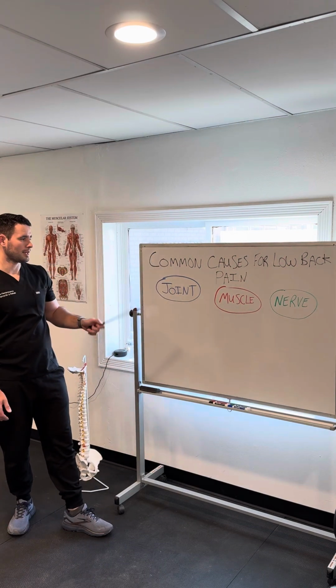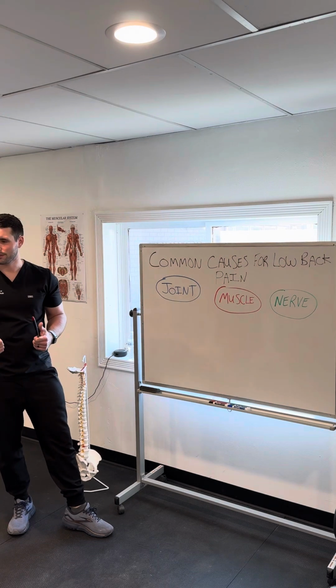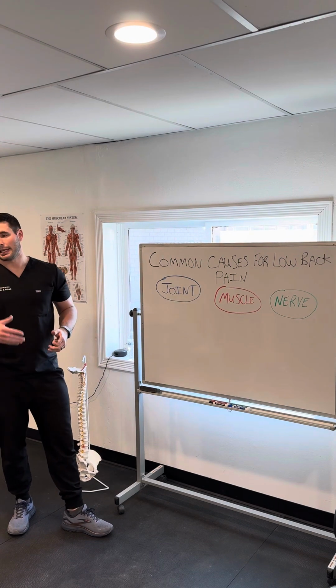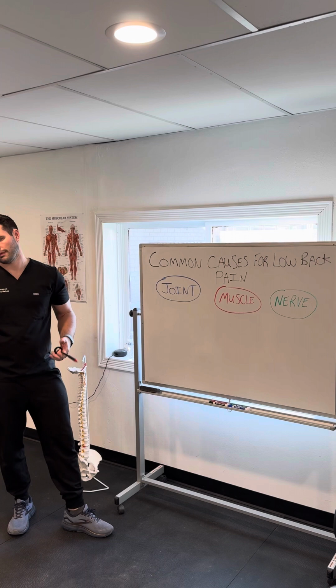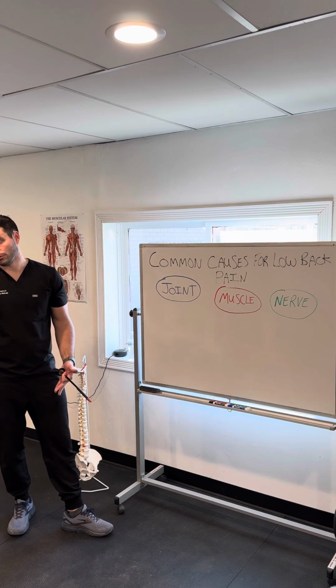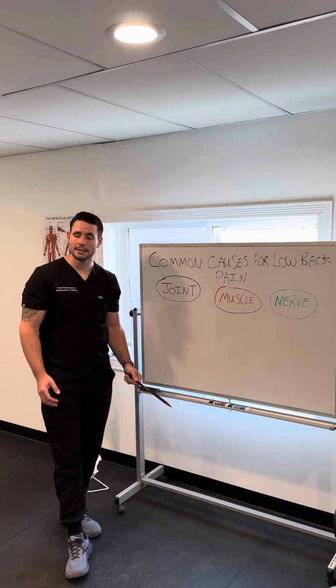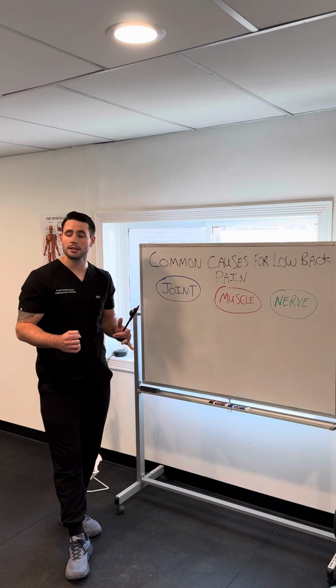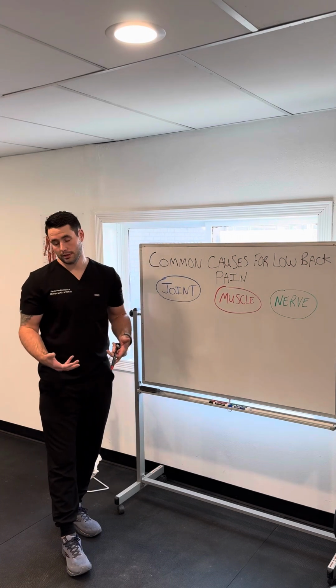So, common causes, joint, the facet or the disc, that can be sharp, it can be on, it can be off, it can be over to the left, down the leg. It's very variable. Muscle, pretty consistent. Every time you use that muscle, you're going to feel it. Every time you don't use it, you're not going to feel it.